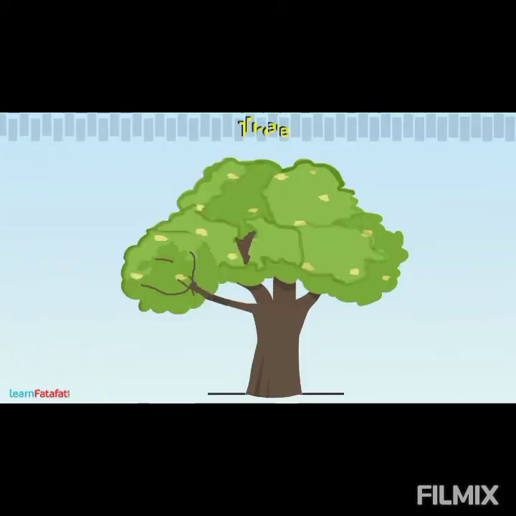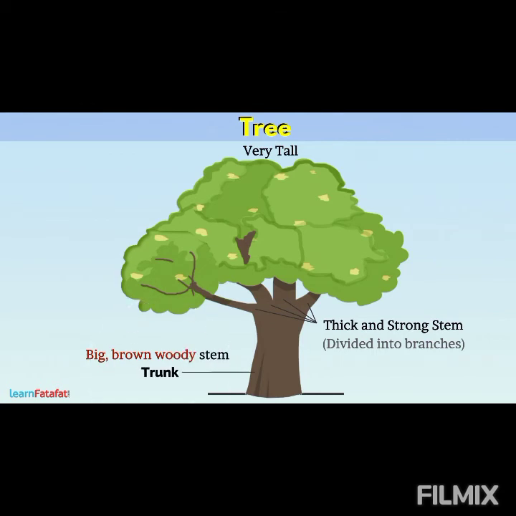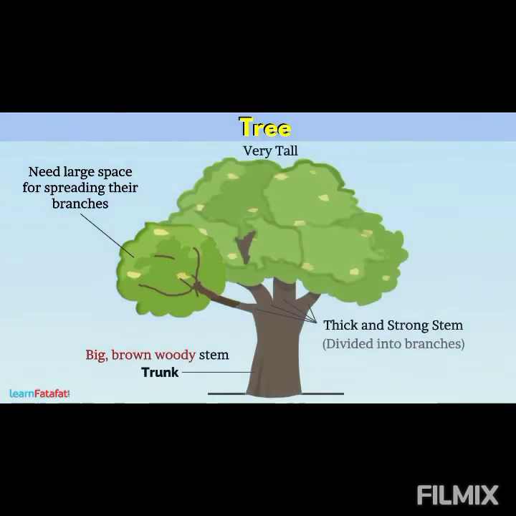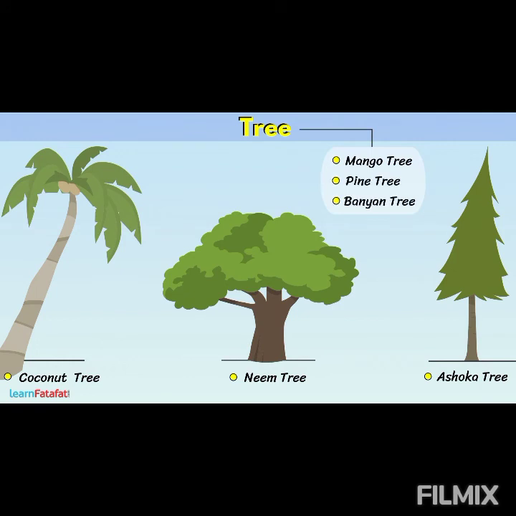Let's learn about them. Trees. Some plants are very tall. They have thick and strong stems. The stem is divided into branches higher up. Such plants are called trees. They have a big brown woody stem which is called the trunk. They need large space for spreading their branches. Usually, they live for a longer time. Examples: coconut tree, neem tree, ashoka tree, mango tree, pine tree, banyan tree, etc.